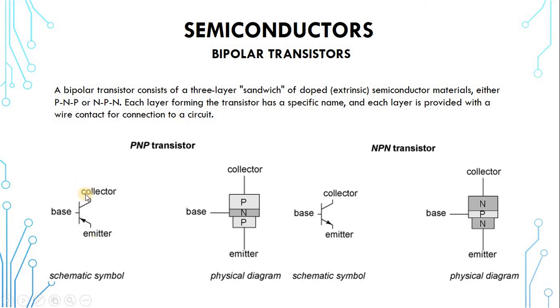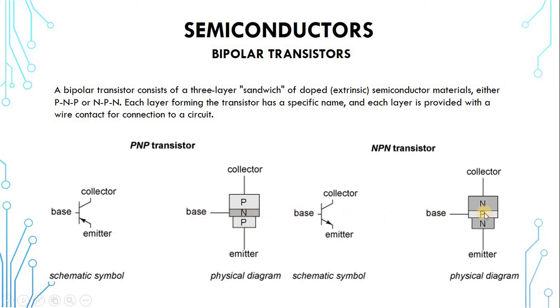It's 3-legged. One leg is the collector, one is the base, and one is the emitter. So whether it's a PNP or NPN, you will always have the collector, base, and emitter. If you look at it carefully, you realize that the collector material is bigger compared to the emitter. The emitter is smaller, and the base is the smallest of all.